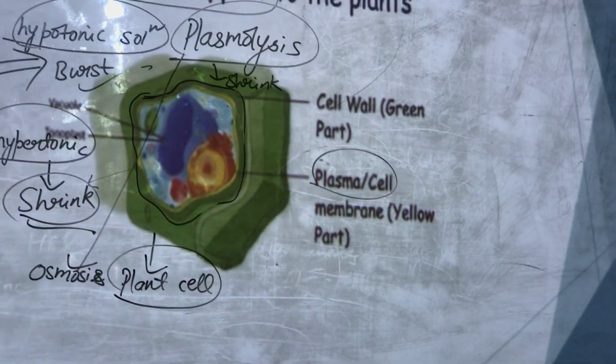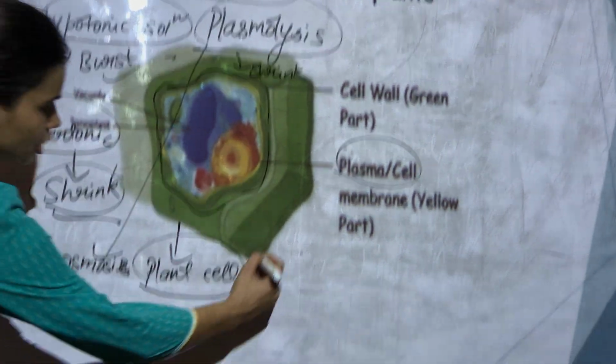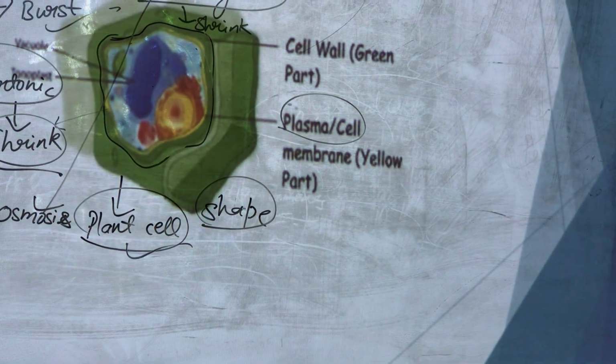Okay, so that is the main role of the cell wall. It provides support to the cell. It maintains the shape of the cell. Okay, and it is only present in plants. Now let's see another function.